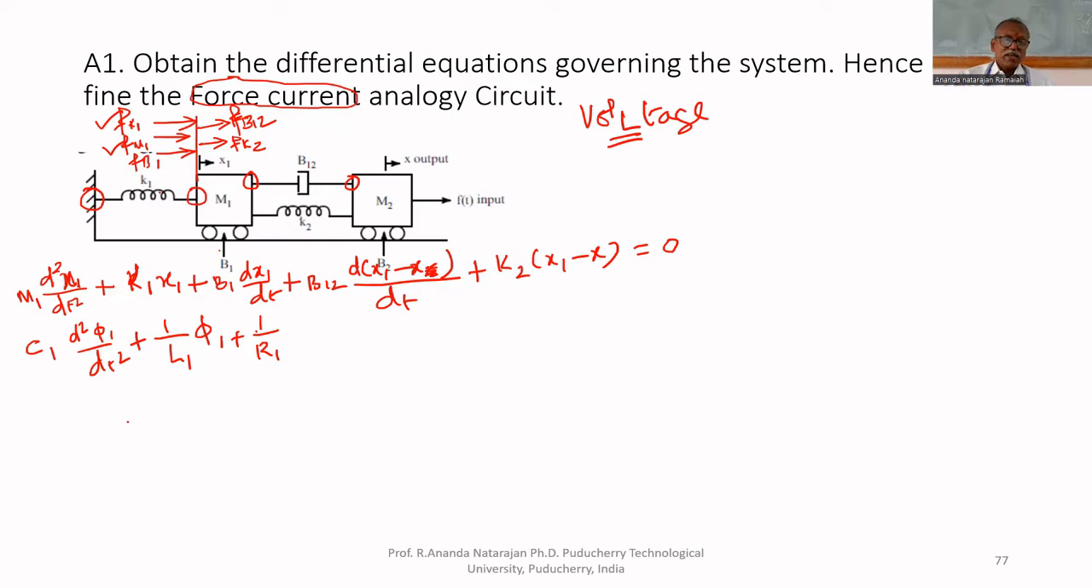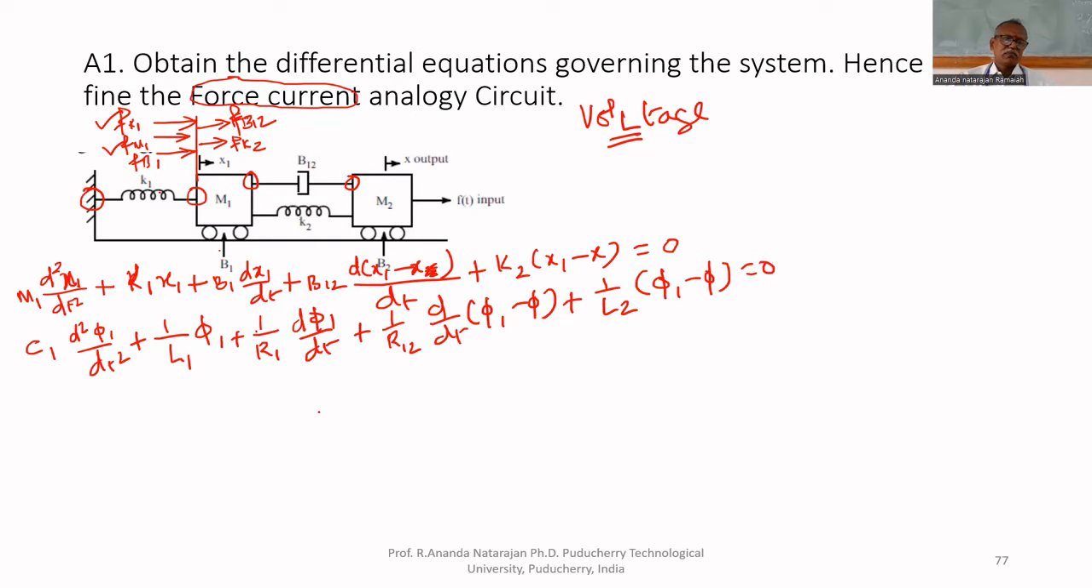So C1, 1 by L1, 1 upon R1 d phi 1 by dt, plus B12 is 1 by R12 d upon dt of (phi 1 minus phi), plus K is 1 by L2 (phi 1 minus phi), equal to 0.